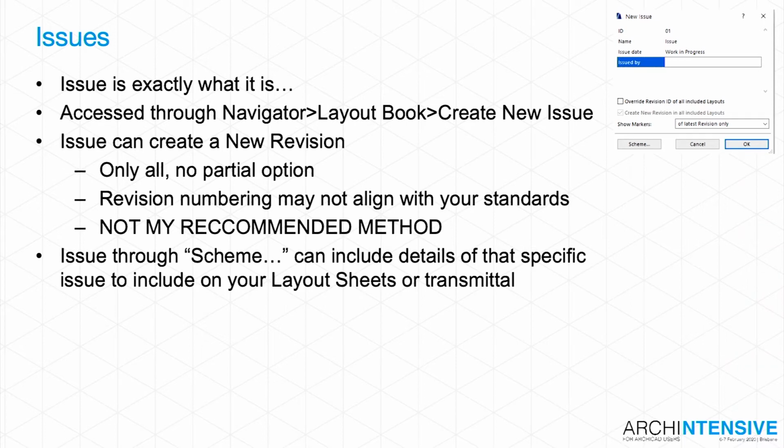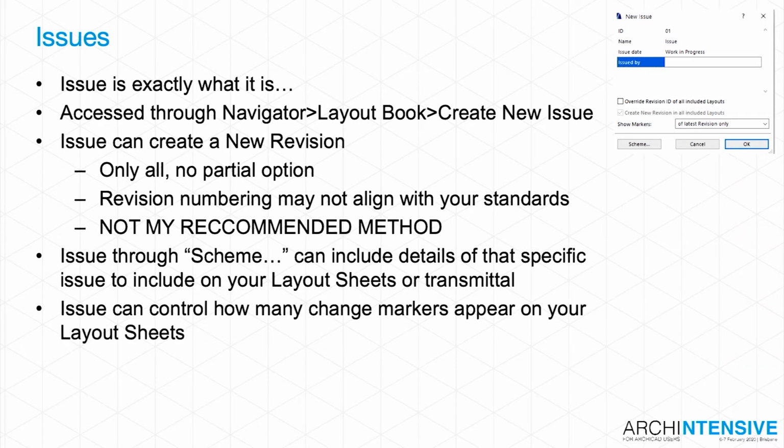In the issue schema, you can include details that are specific to that issue to include on your layout sheets or transmittals, okay? And issues can control how change markers appear on your layout sheet. So you can see here where it says show markers, there's the ability to only show the latest revision, or you can show all, okay?